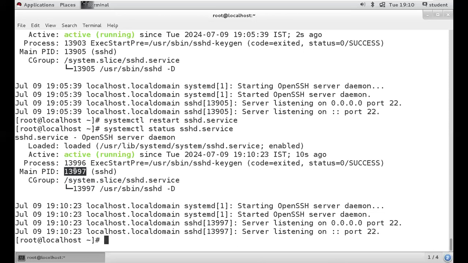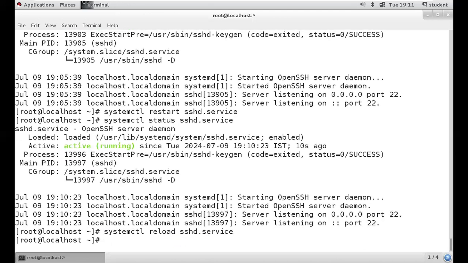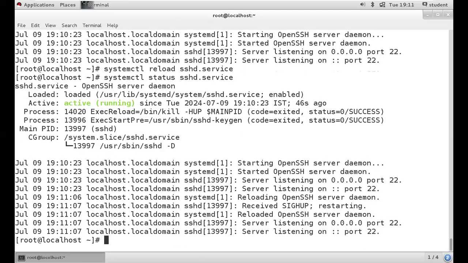Now my intention is that I should not lose the old PID. I need the same PID. But you are making some modification to the configuration file, and those modifications we need to apply without losing the PID. I hope you got it, guys. So what we need to do? systemctl reload is an option. You are not going to lose the PID. You'll have the same PID. See.